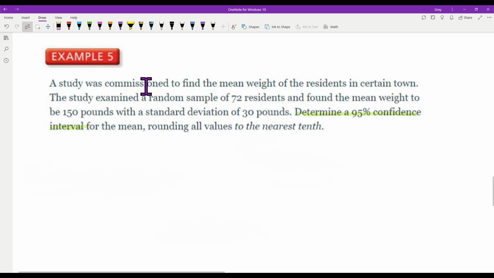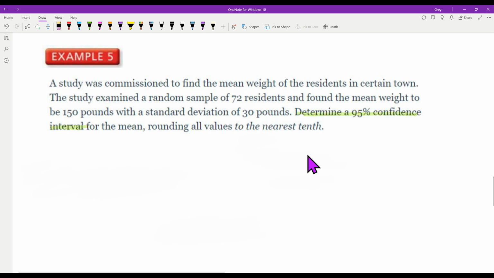Example 5. A study was commissioned to find the mean weight of the residents in a certain town. The study examined a random sample of 72 residents and found the mean weight to be 150 pounds with a standard deviation of 30 pounds. This time we actually have to find the interval. Last time we didn't have to; we just got to stop at finding the margin of error. But just remember, the margin of error is how far you're going from the mean. So determine the 95% confidence interval for the mean, rounding all values to the nearest tenth.